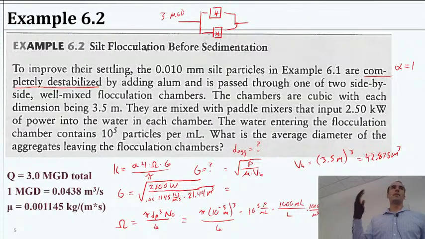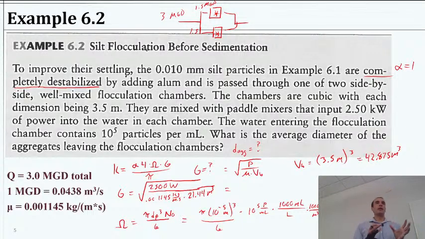Whatever happens in one is the same thing that's happening in the other. So let me just split the flow in half. And it does say, I think, equal flows. So the flow will now be 1.5 mgd on each. And consider one reactor.